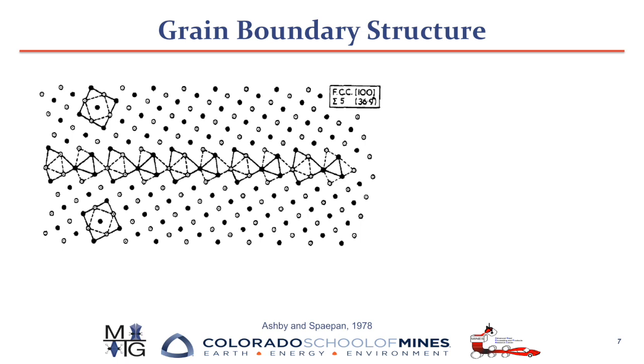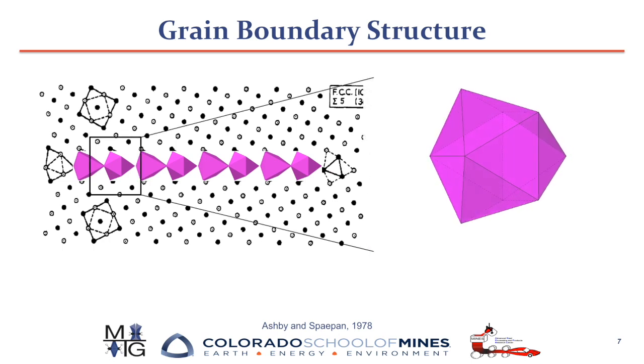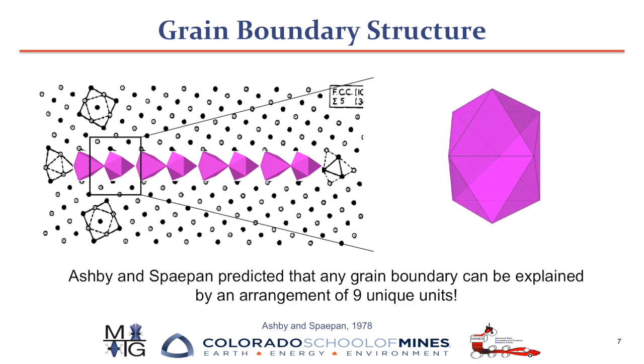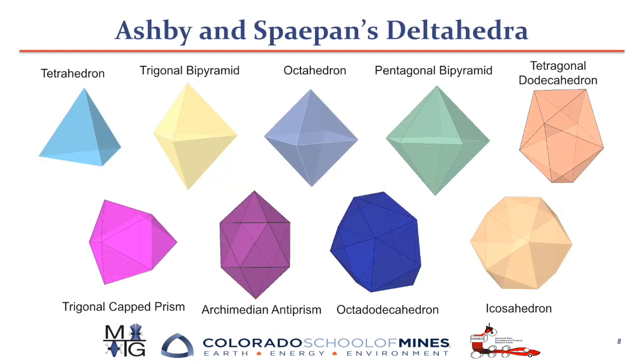Ashby and Spaepen in 1978 adopted a purely crystallographic approach to predicting grain boundary structure. They said that there are certain units that are packed along the grain boundary to describe its structure, and keep in mind these units are three-dimensional. And Ashby and Spaepen predicted that any grain boundary can be explained by a combination and an arrangement of what they predicted would be 9 unique units. And here I have a description of the 9 unique units, but we will be in particular looking at the trigonal cap prism for our results.